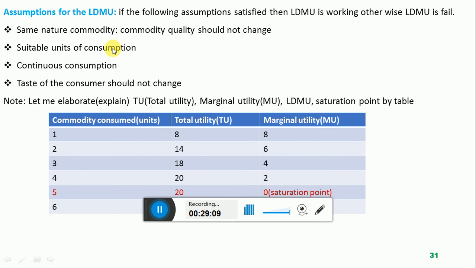It is possible that the first spoon provides him less utility, the second provides more than the first, the third spoon provides more than the second, the fourth spoon provides more than the third, and so on. So the law fails. The law was that every next unit will provide less utility, but here every next unit is providing more utility. So the law fails. It means the law is true only if the consumer is consuming suitable units. The law of diminishing marginal utility is true if the consumer is consuming suitable units.